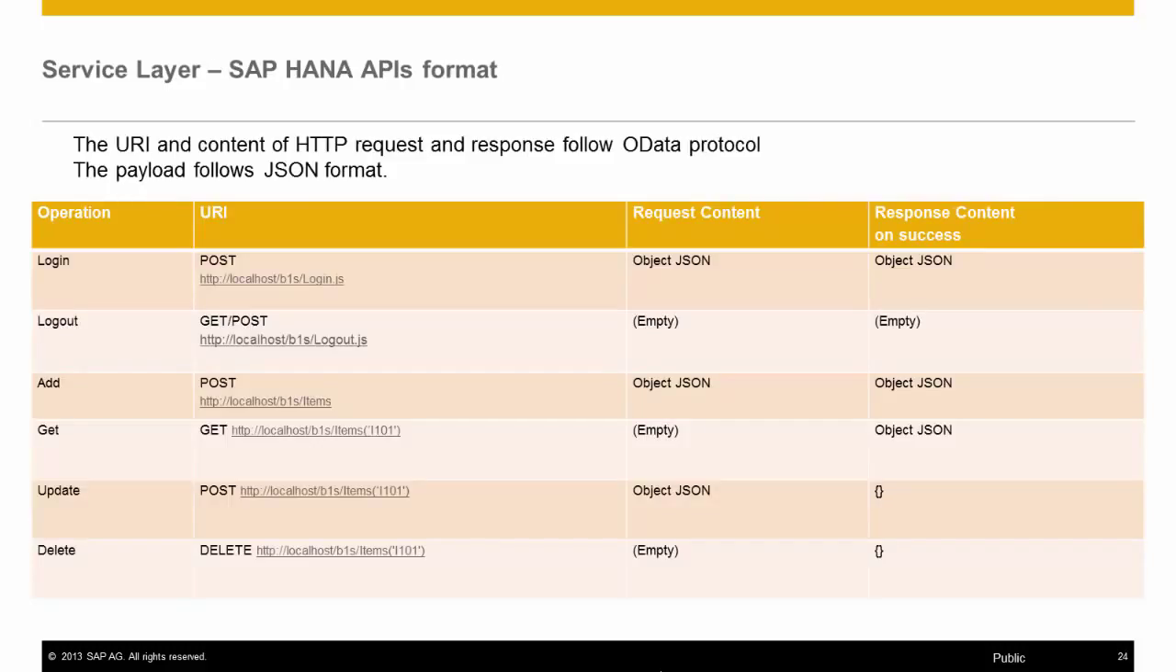The service layer uses HTTP requests and responses back to SAP Business One following the OData protocol, which both HTTP and OData are industry standard protocols. You will also note that the payload of the response and request are in JSON, or JavaScript Object Notation, which is a lightweight data interchange format. It is easy for humans to read and write, and it is easy for machines to parse and generate.